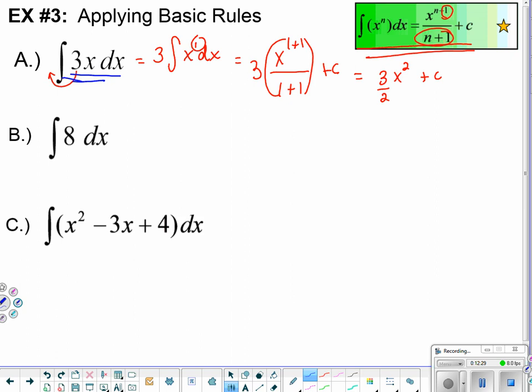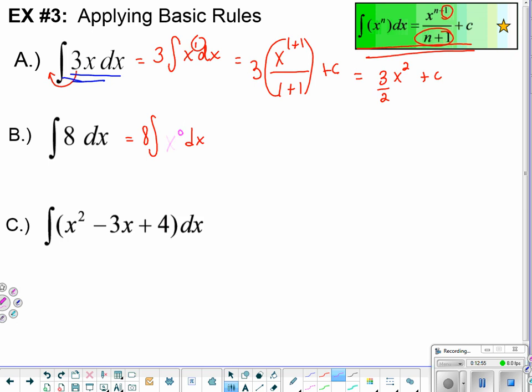So it worked. Next problem, we just have 8. Well, the 8 could move out front if we wanted. Then I have the integral of dx. Well, that's kind of interesting, isn't it? So the integral of dx, I'm going to move that over because I have a purpose for that. I could think of this as x to the 0 sitting in here.